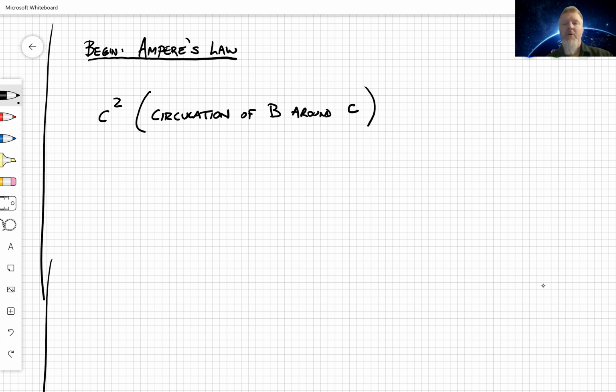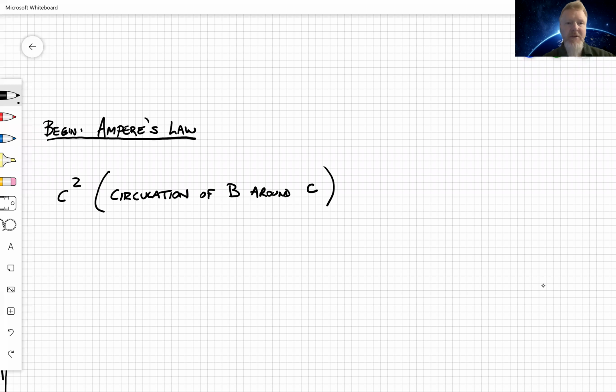Okay, so we're going to talk about the circulation. c squared is the speed of light squared. Let's see. I have a little trouble fitting this on the screen if I'm writing that big. Well, that's okay. Okay, there we go. So c squared, circulation of B around C, that C is a curve, like a perimeter. I'll draw the picture in a sec.